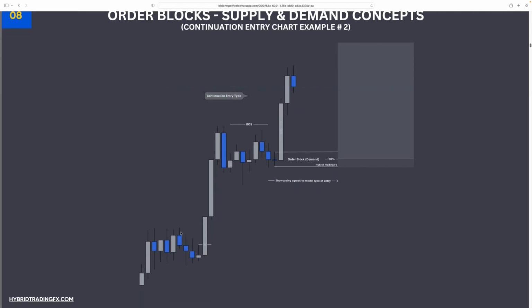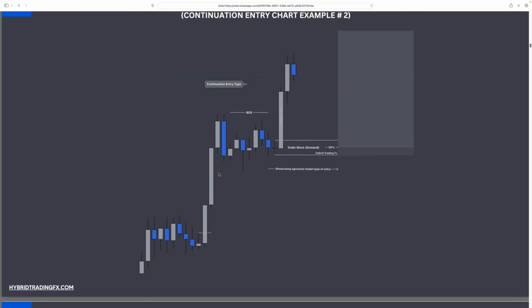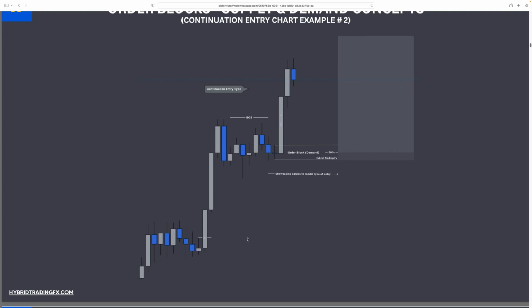Okay, so continuation entry chart example 2. So again, another chart example of a continuation entry, guys. Impulse to the upside, massive impulse to the upside, retrace, and then again massive impulse to the upside. So again, there is an imbalance left behind here and here, guys, and you have this unmitigated order block right here. So there were a lot of traders that actually prefer to trade from this extreme zone right here.